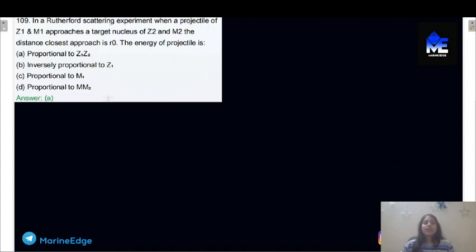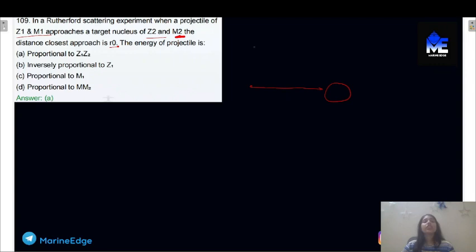In a Rutherford scattering experiment, a projectile of charge Z1 e and mass M1 is used. See, what happens in the scattering experiment? We try to bombard electrons or positively charged particles towards the center of the atoms, right? Whenever the positively charged ions approach the target at the center, they get deviated, right? They approach the target nucleus of charge Z2 e and mass M2, and the distance of closest approach is R0.